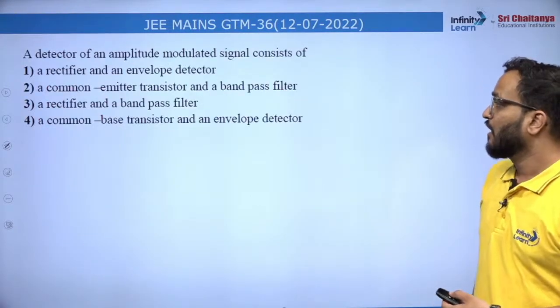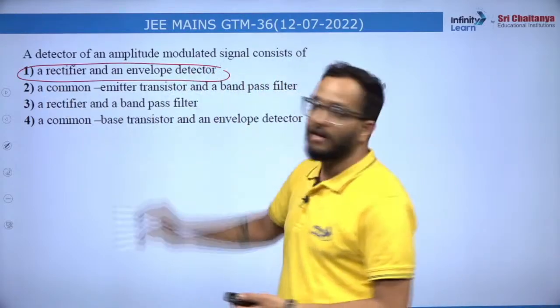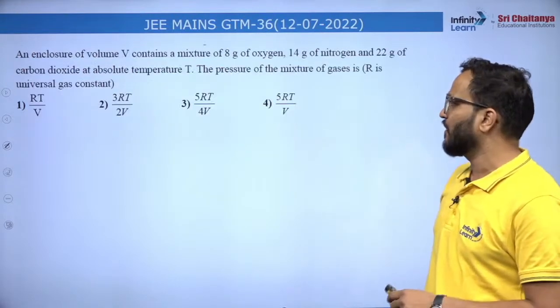Now the second one: amplitude modulation, the first option is correct, rectifier and an envelope detector. This is a theoretical fact.